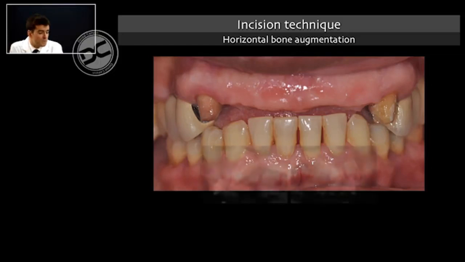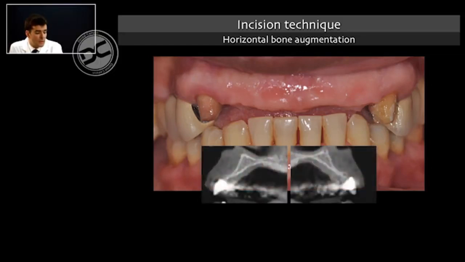and after performing a 3-dimensional cone-beam CT examination, you can see on the cross sections that we had to deal with a major horizontal atrophy in this anterior region. So of course in this case it was planned to perform a primary bone augmentation by using autogenous bone blocks harvested from the retromolar region.